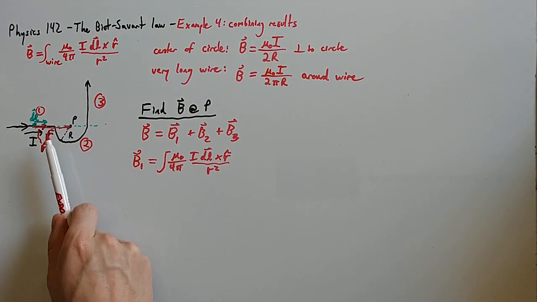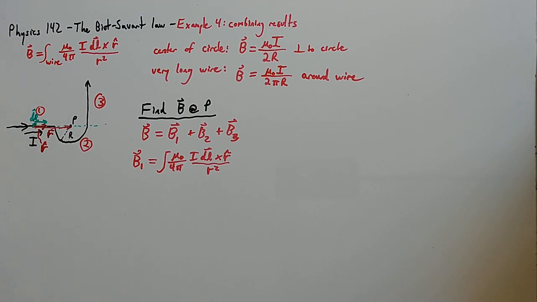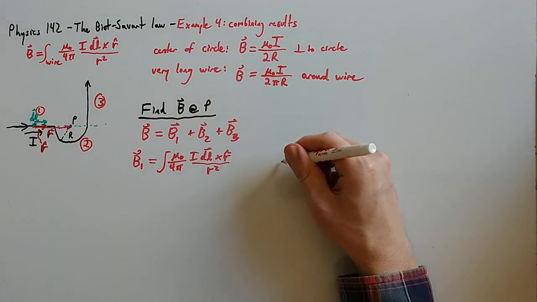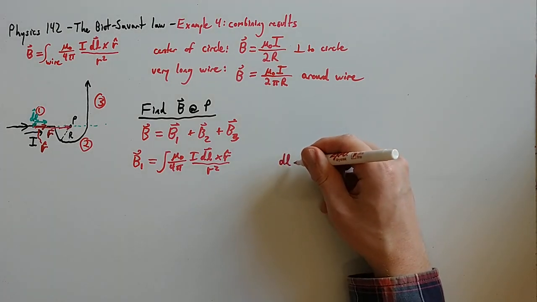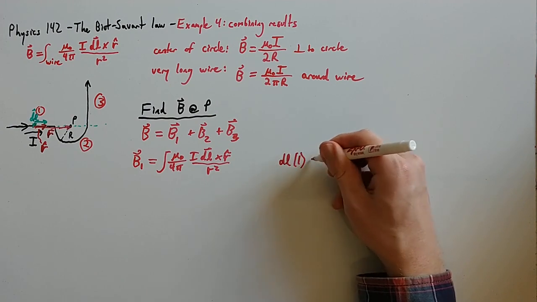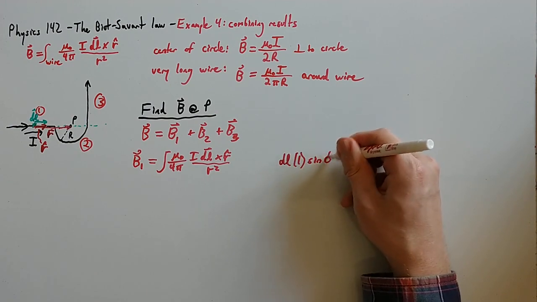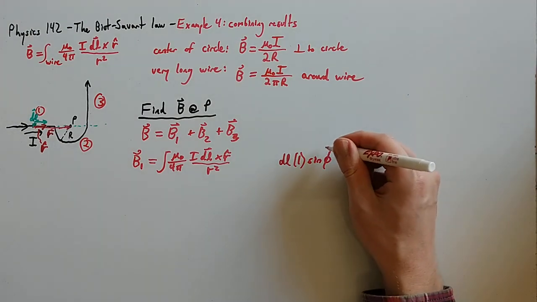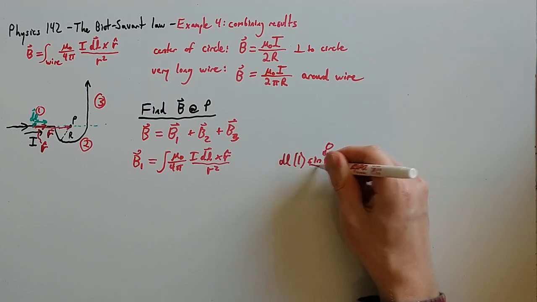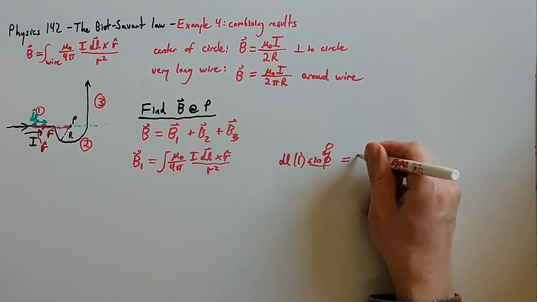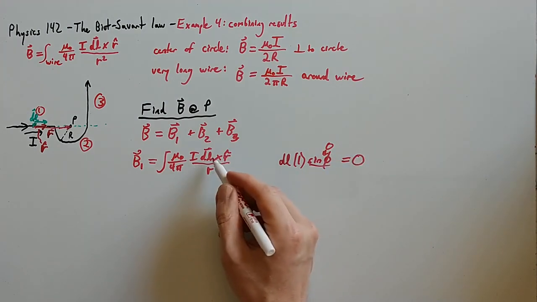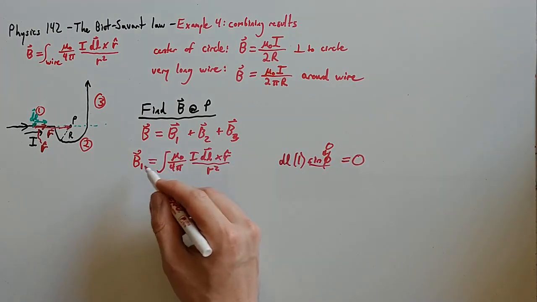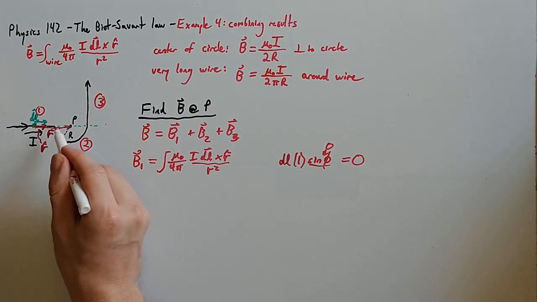So now we need to take the cross product between dl and r hat. And remember, the cross product involves taking the magnitude of dl and the magnitude of r hat, which is 1, and the sine of the angle between them. Well, what's the angle between them here? They're going the same direction, so the angle between them is 0, and so the sine of the angle between them is also 0. And so we get a big 0 right here, which means that this whole integral from 1 must be 0.